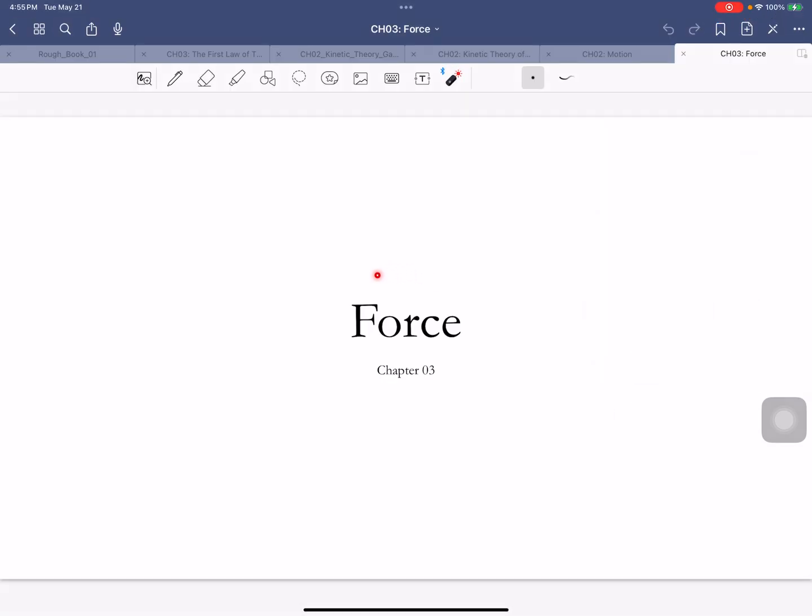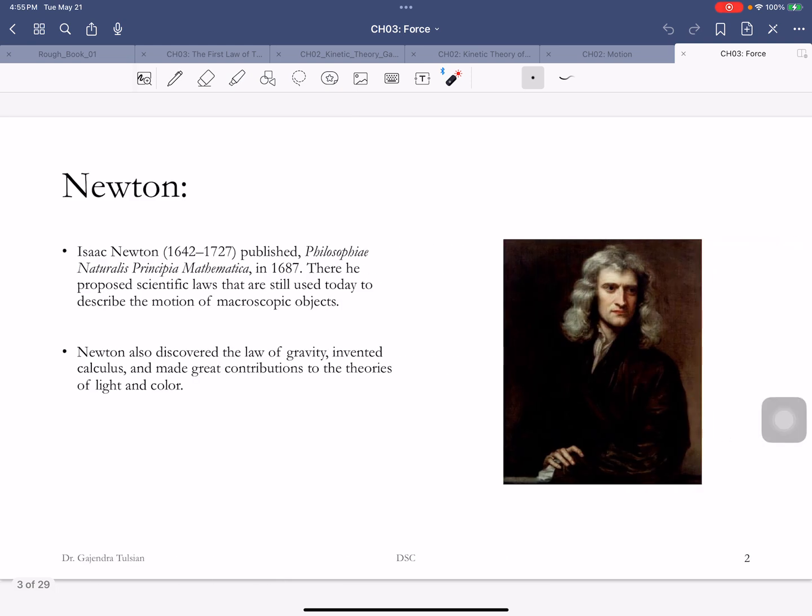Okay, so in this chapter we'll study forces. Newton gave us the laws of motion. He gave us three laws that govern motion. Okay, he did many other things too. Newton was a smart man. He gave us the laws of motion. He also discovered the law of gravity. He invented calculus, and he made great contributions to the theory of light and color.